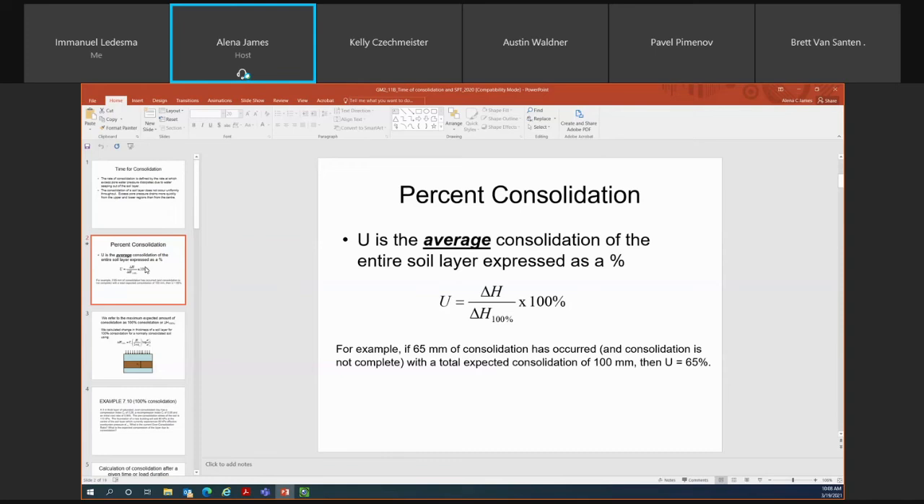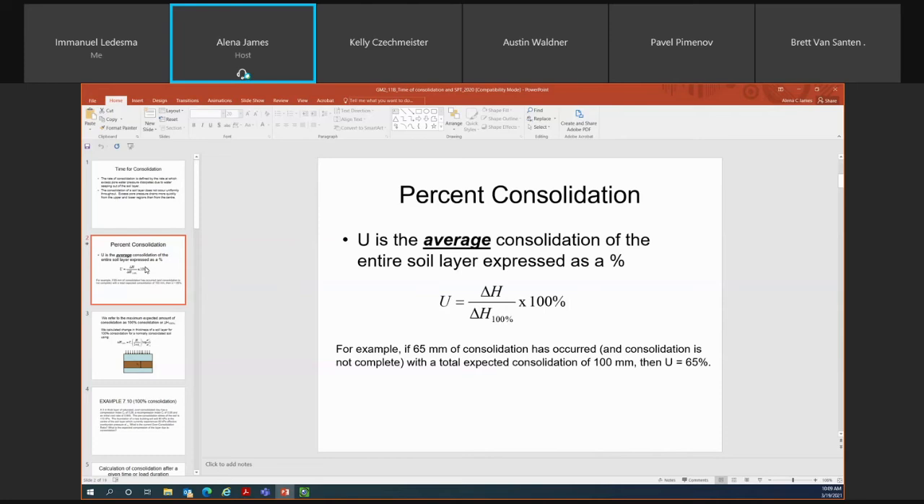The other delta H value is the percent consolidation that has occurred to date. So say, for example, I calculate my delta H 100 to be 100 mils. But I know at the present moment in time, I've measured the amount of settlement that has occurred, and only 65 mils of that consolidation settlement has occurred. Well, then I would say that my percent consolidation is 65% because it's the 65 mils divided by the 100 mils multiplied by 100%. So that's how I would calculate what percent consolidation has occurred, or what is the average consolidation that has occurred to date.